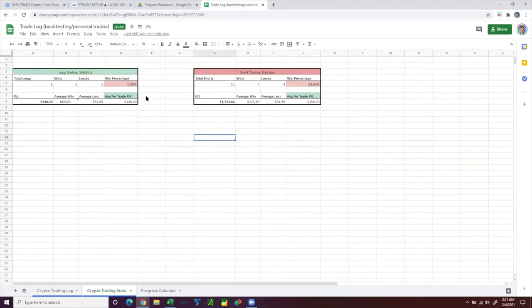Like, oh, last month I took more shorts. Why was that? Did that work out? Is that a good idea? And you can start taking notes on yourself and logging it and say, I took more shorts when the market was going up because it was into overextensions, but it turned out to be a bad idea. That's something that you can look at so that you can evaluate your own performance and improve over time.